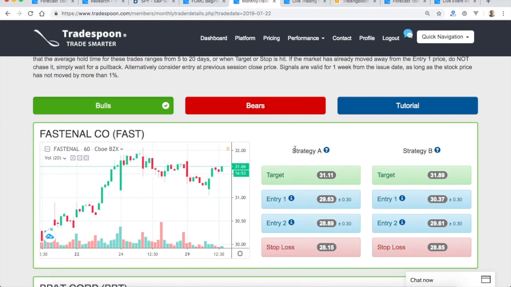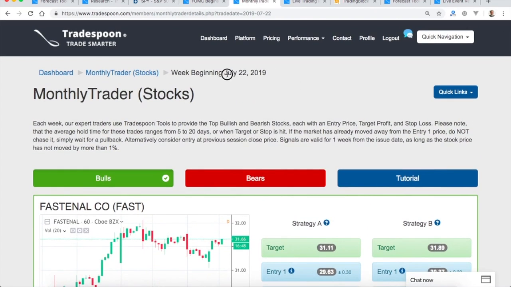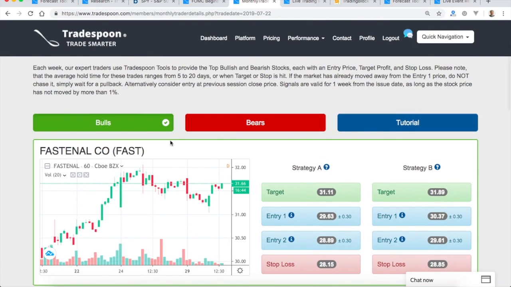Looking at the monthly trader service, this is the service where we provide 3 bullish and 3 bearish trade ideas. I'm reviewing the trade signal from July 22nd, FAST. If you entered the trade on Monday morning at 30.55, you can see the stock is up $1, so about a 3% gain in the past 2 weeks.